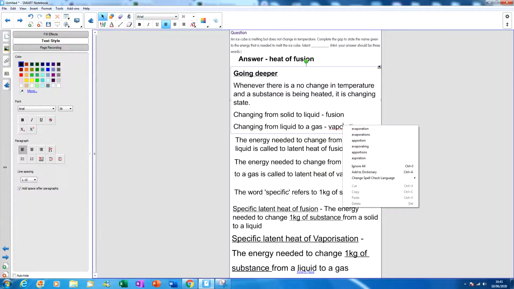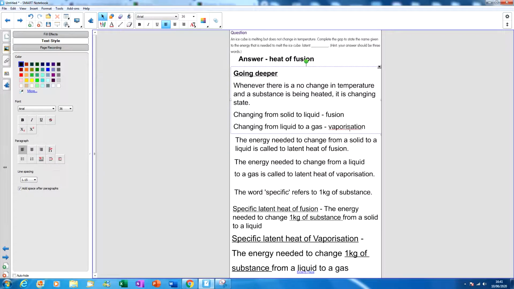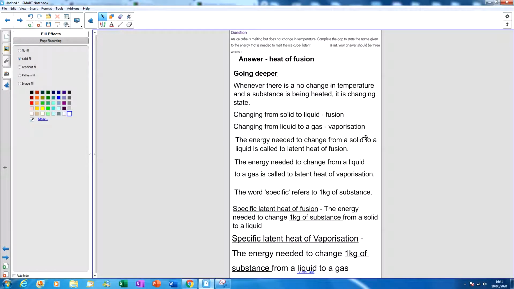And let's see if I can spell that correctly. Vaporization. Okay, so autocorrect kicked in there.